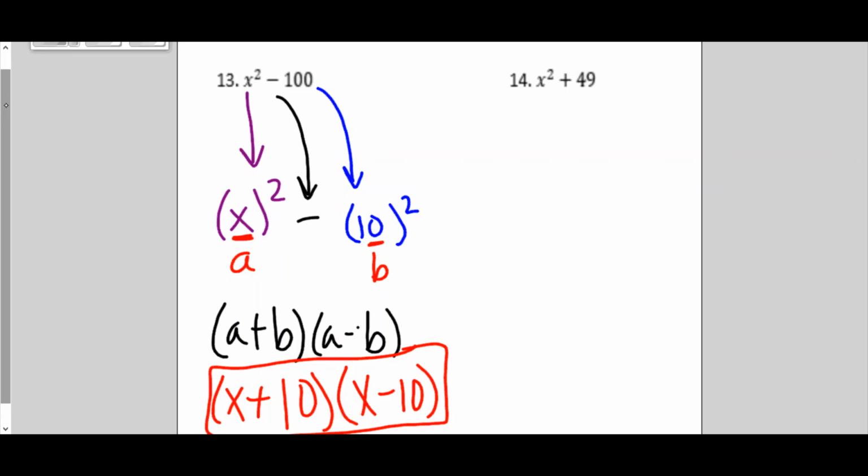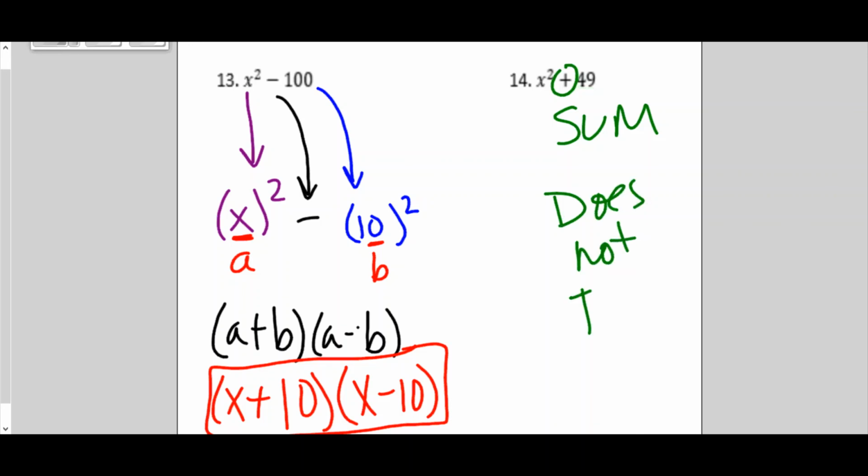14, x squared plus 49. Notice I have a sum. So this does not factor because I have a sum. You can only use difference of 2 squares when you have subtraction.